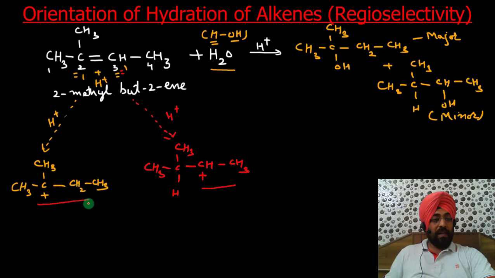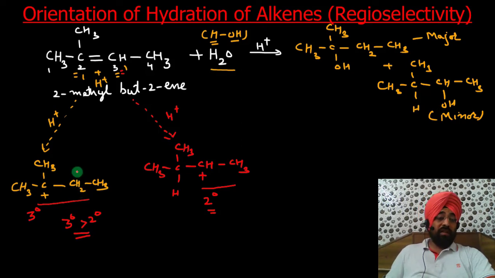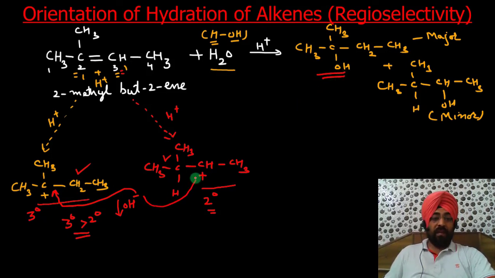Now this carbocation is a tertiary carbocation, whereas this carbocation is a secondary carbocation. We know that a tertiary carbocation is more stable than a secondary carbocation. So this carbocation will have higher concentration than this carbocation. So if we add OH negative here, this will be the product which is the major product. If we add OH negative here, this will be the product which is the minor product.